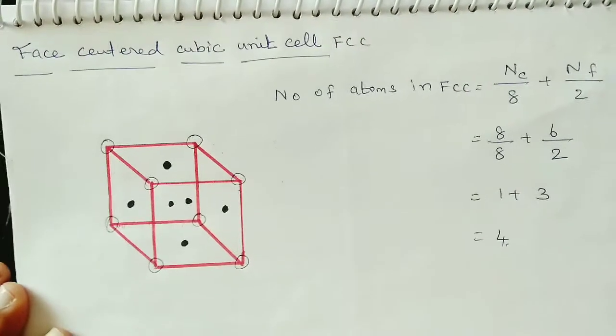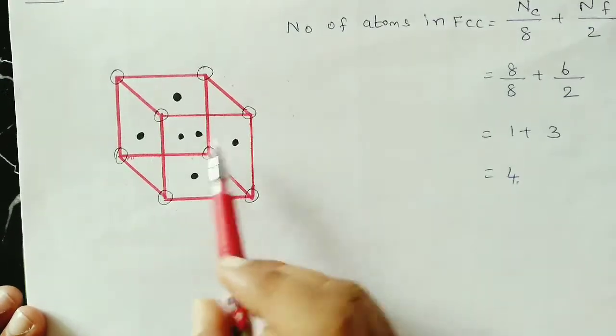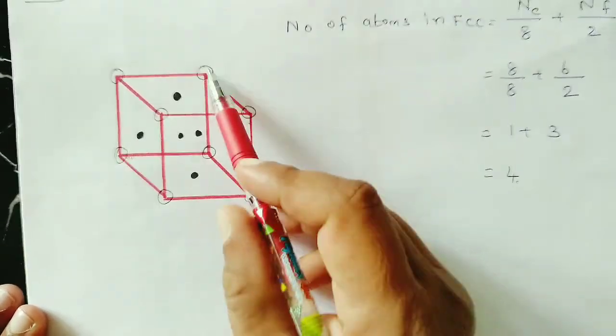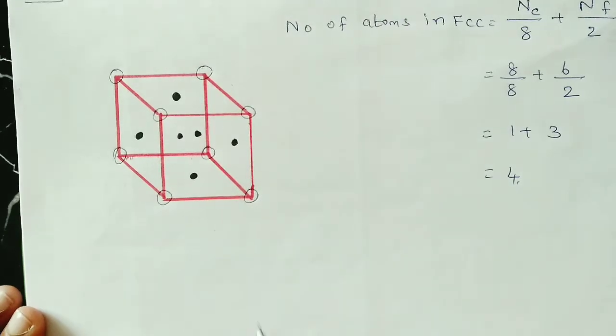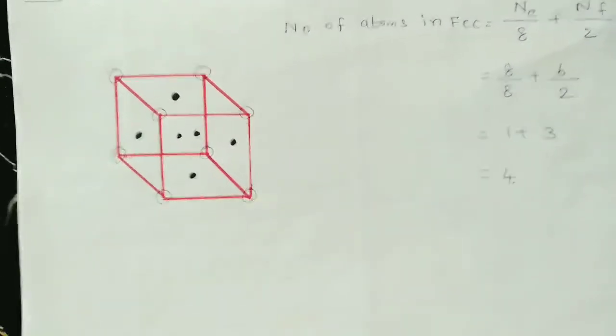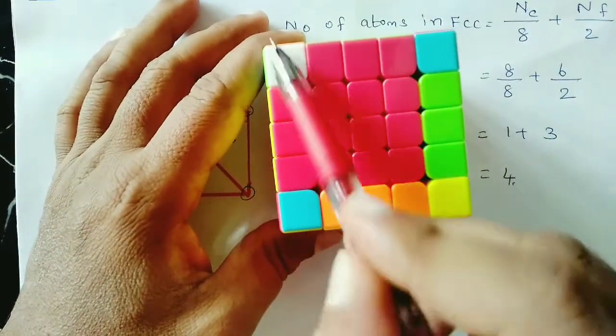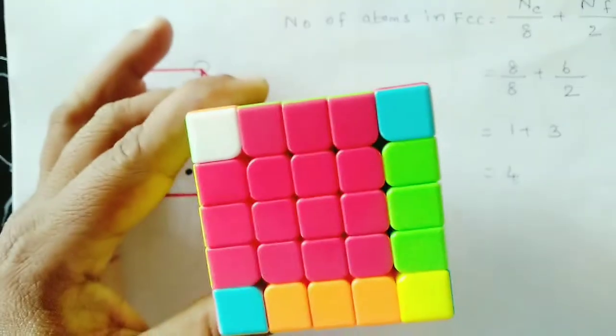Next one is a face centered cubic unit cell, FCC. Here also in the face centered cubic there are 8 atoms in the corner positions, and for a cube there are 6 faces. Let us take this cube. There are 8 corners, 1, 2, 3, 4, 5, 6, 7, 8, and 6 faces.